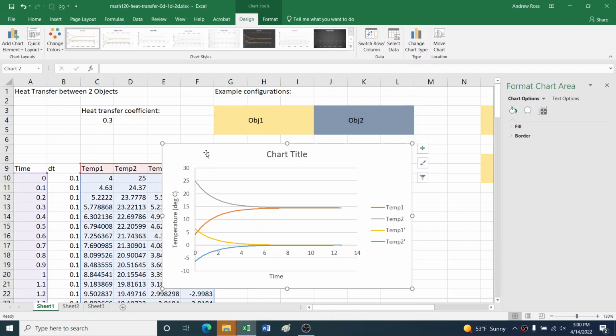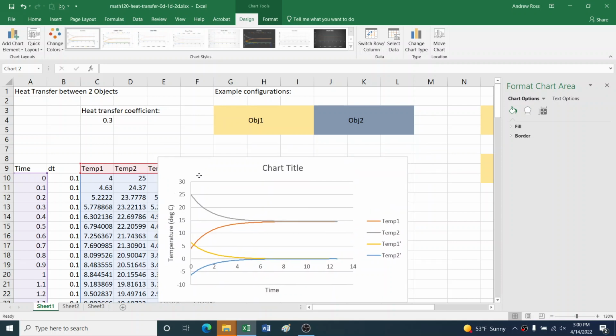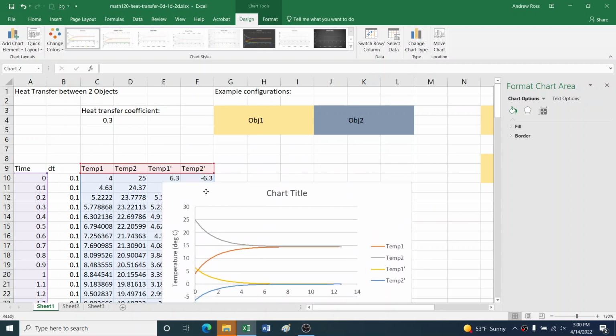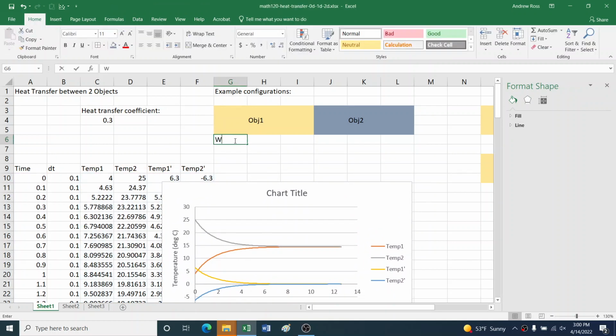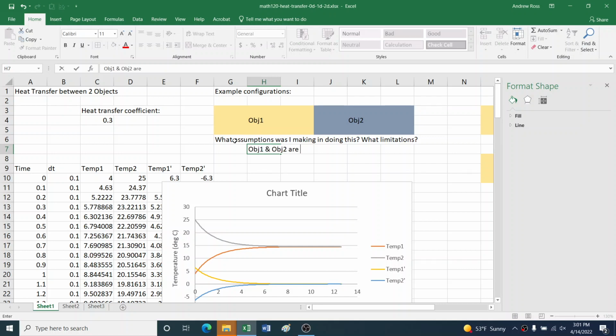All right. So here's a big question. What assumptions was I making in this model? What limitations did I have? So we mentioned that we're assuming object 1 and object 2 are not losing or gaining heat from the surroundings, that they're super insulated. So that was a big one.